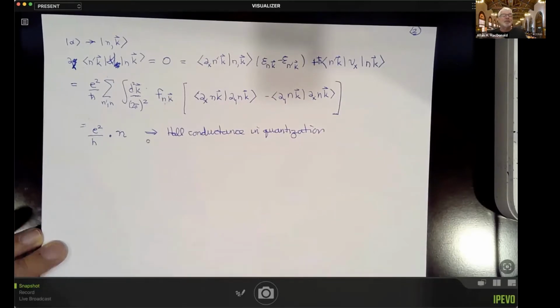But what we're most interested in today, and which the possibility of was emphasized first by Duncan Haldane a few years after Thouless and collaborators, is a quantized Hall conductance in the absence of a magnetic field.